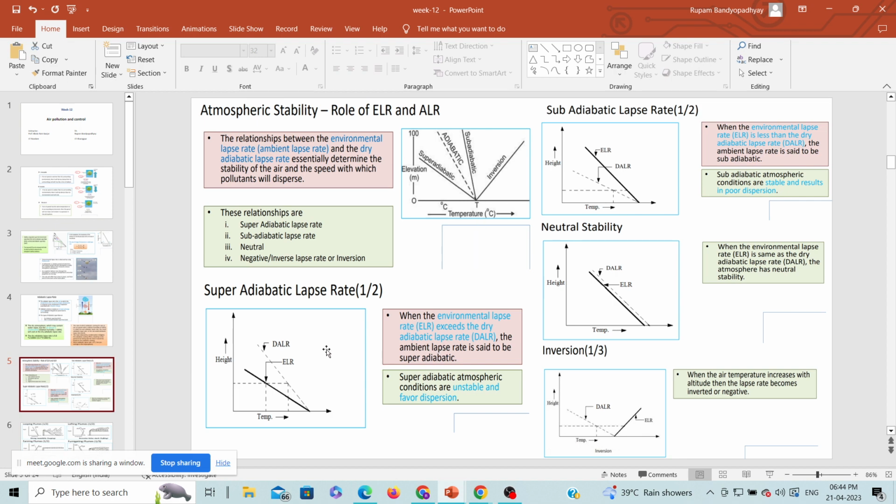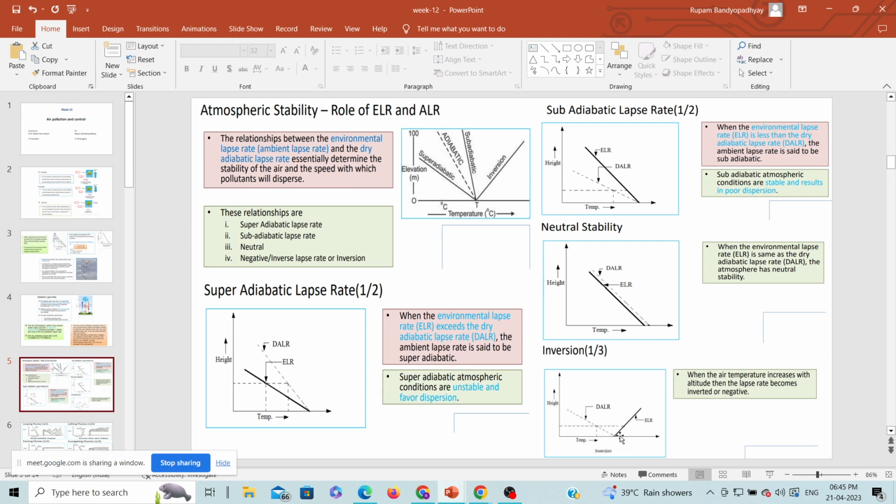So this is super adiabatic condition. Here the environmental lapse rate exceeds the dry adiabatic lapse rate. Okay, and sub-adiabatic condition is the opposite one, when the environmental lapse rate is less compared to the dry adiabatic lapse rate. So this is sub-adiabatic lapse rate, as you can see in this figure.